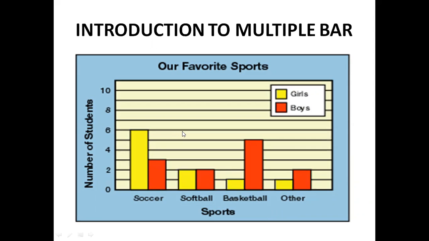The first one is the simple bar diagram. The second one is the multiple bar diagram. Multiple bar diagrams are like this. You see there are two bars, that is a set of bars. These are the sets of bars. In such cases we call them multiple bars, sets of bars.